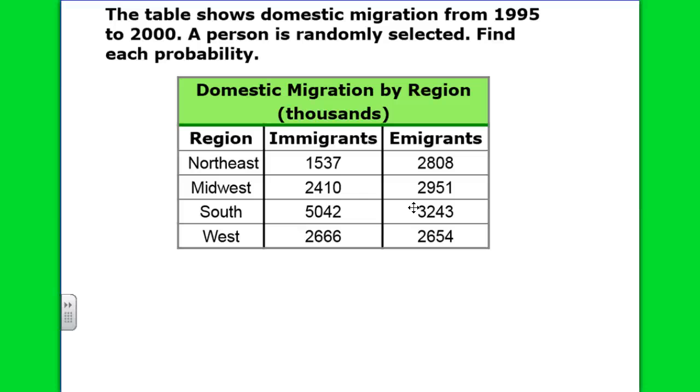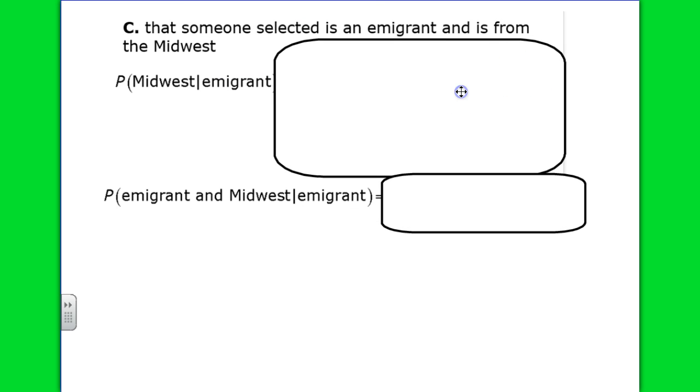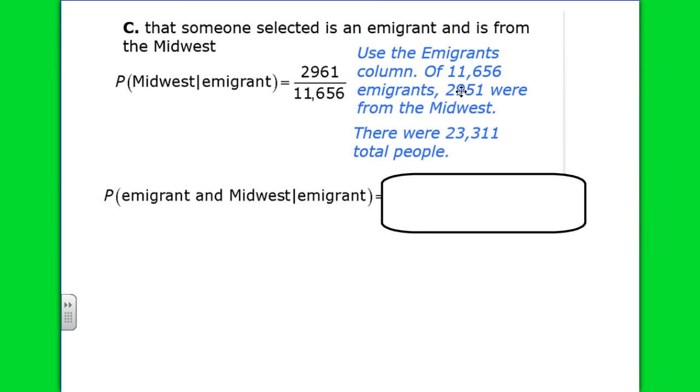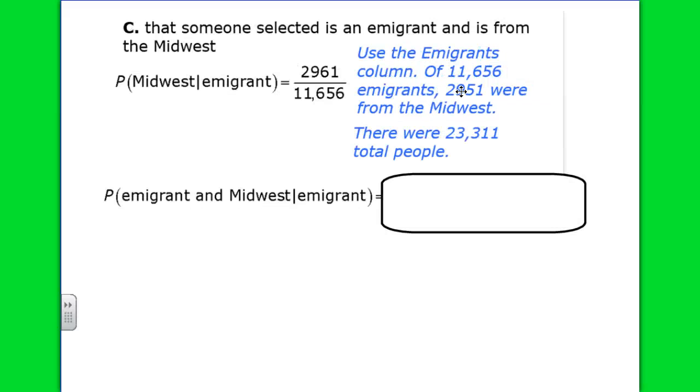Add it all together. That's the two, yeah. Denominator. And then the numerator is 280. Did they say Midwest? 290. 2951. So we have 2961. How did that become a 61? It was a 51 here. It should be 51 over the total.